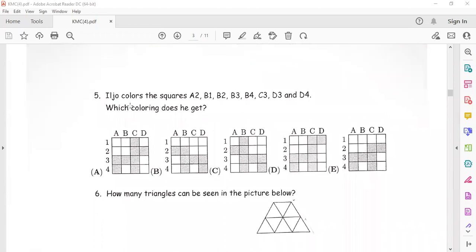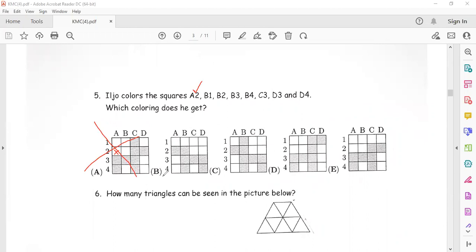Question number 5 is on coordinates, all right? Iljo colors the squares A2, B1, B2, B3, B4, C3, D3, D4. Which coloring does he get? Well, we've got to test out each and every one then. Look at option A. Check the first one. A2. Is A2 colored? No, it's not. So cancel this fellow out.